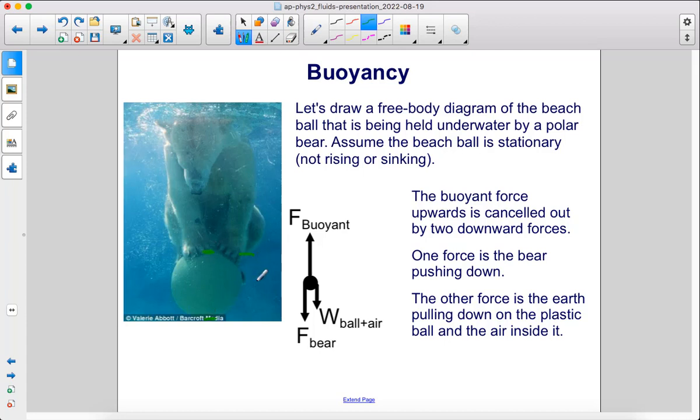the pressure due to the fluid being different at different heights, submerged underwater, right? Another force is the bear pushing down. And the third force acting here is the earth pulling down on the plastic ball and the air inside it. And you can see that since this ball is stationary, there is no acceleration, which means the force up must be equal to the forces down when you add those together.